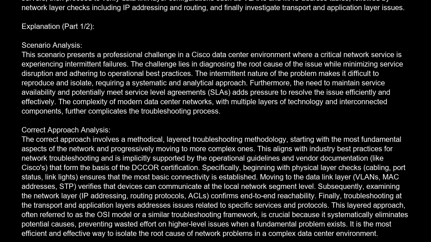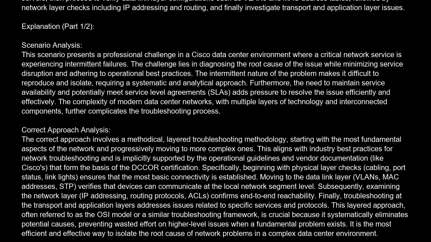The complexity of modern data center networks, with multiple layers of technology and interconnected components, further complicates the troubleshooting process. Correct approach analysis. The correct approach involves a methodical, layered troubleshooting methodology, starting with the most fundamental aspects of the network and progressively moving to more complex ones. This aligns with industry best practices for network troubleshooting and is implicitly supported by the operational guidelines and vendor documentation, like Cisco's, that form the basis of the DCCOR certification.